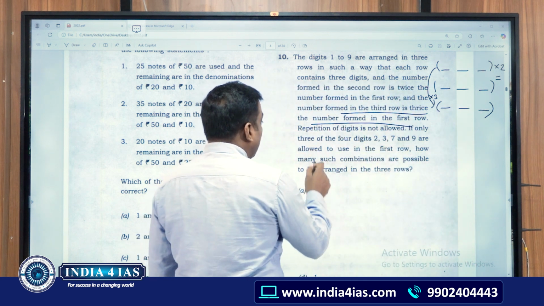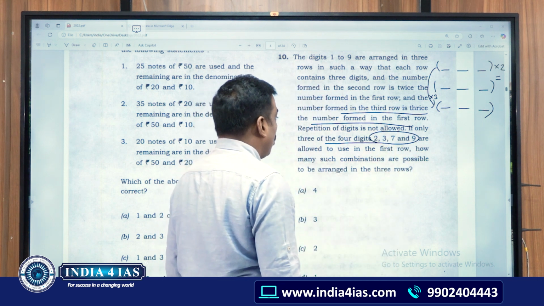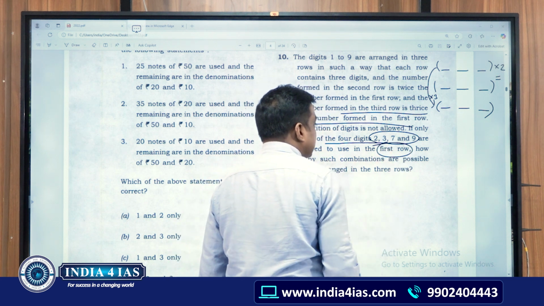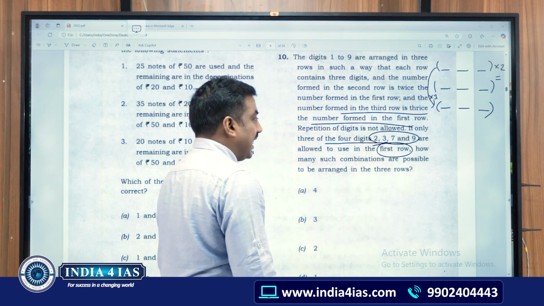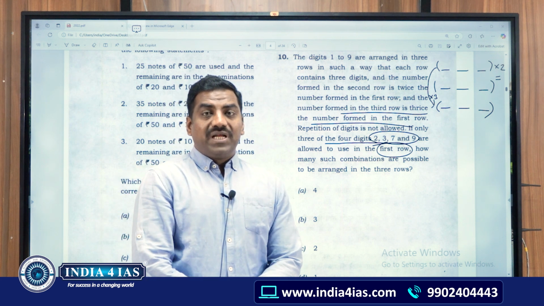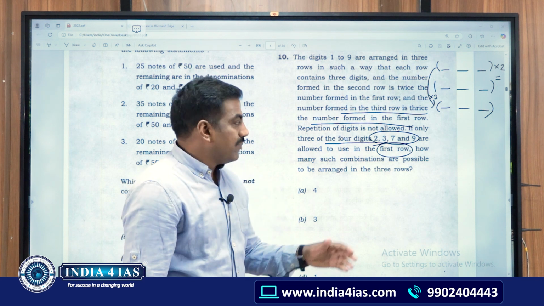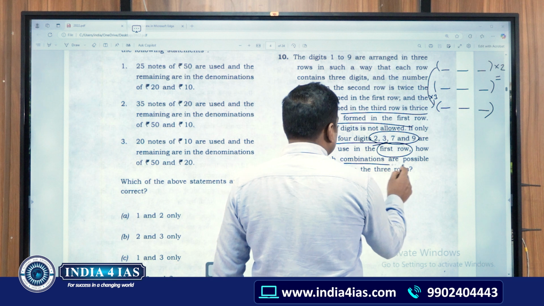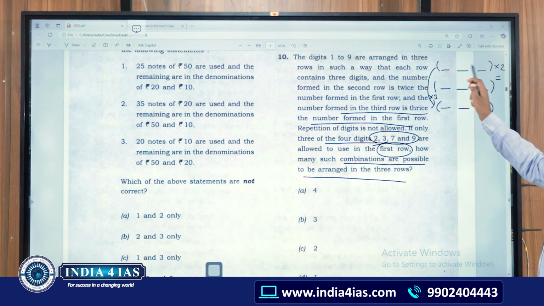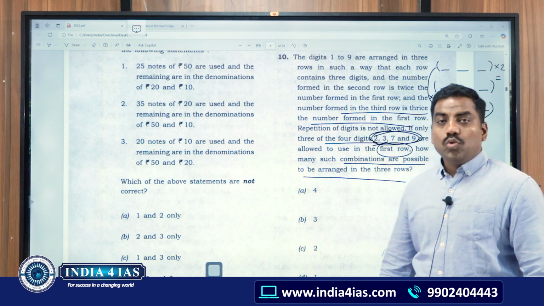Now, if only 3 of the 4 digits 2, 3, 7, 9 are allowed to use in the first row. I want to use only these in the first row. 2, 3, 7, 9. So 4 numbers are there and I have to use it for 3 places. That means at a time you are leaving one and arranging them. You will get many options there. How many such combinations are possible to be arranged in the 3 rows? So these have to be used by only these. So 2, 3, 7, 9.